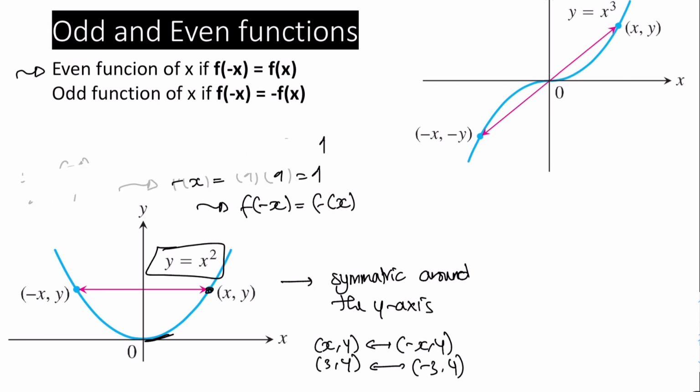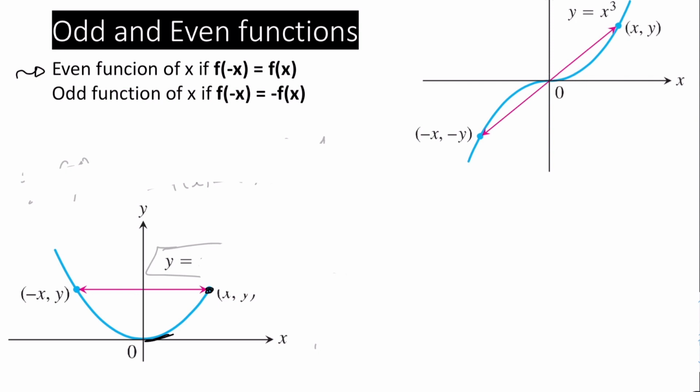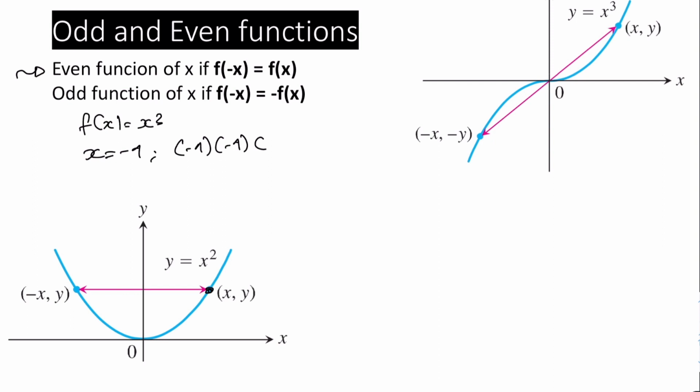Let's do the same thing and define the odd function. The odd function is whenever I replace x with minus x, f of minus x, I get minus f of x. For example, x to the power of 3. If f of x equals x cubed and x equals minus 1, I get minus 1 times minus 1 times minus 1, which equals minus 1. If x equals 1, I get 1 times 1 times 1, which equals 1.